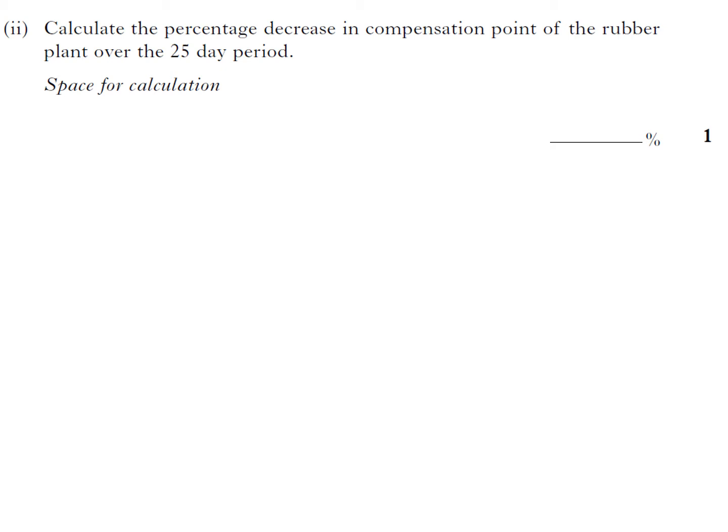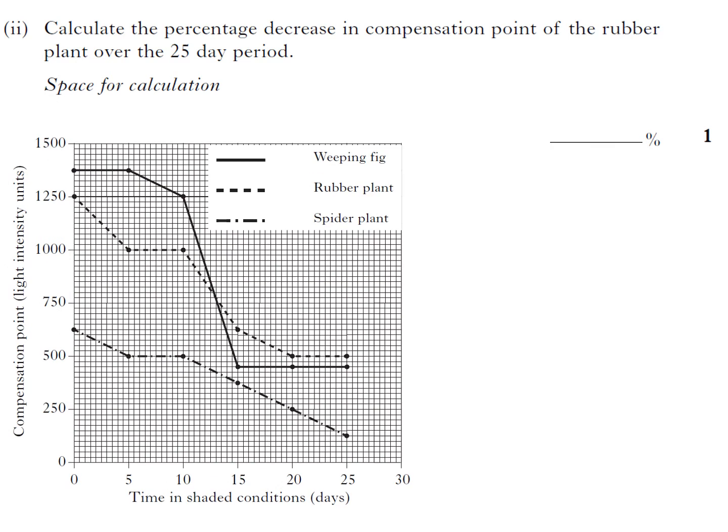Percentage decrease. Yet again, I'm saying as a hire, the likelihood is this is what you're going to get. So compensation point in the rubber plant, this one here, and we are starting here and we're going to here. So its start is 1250 and its end, trying to read cleanly. So it's not the easiest on the screen. I really get that for those of you who are working from these. So it goes to 500.